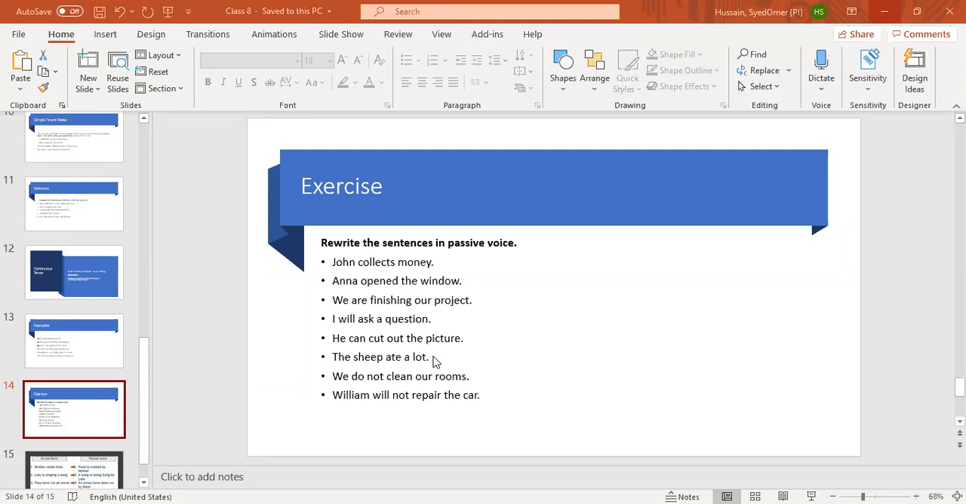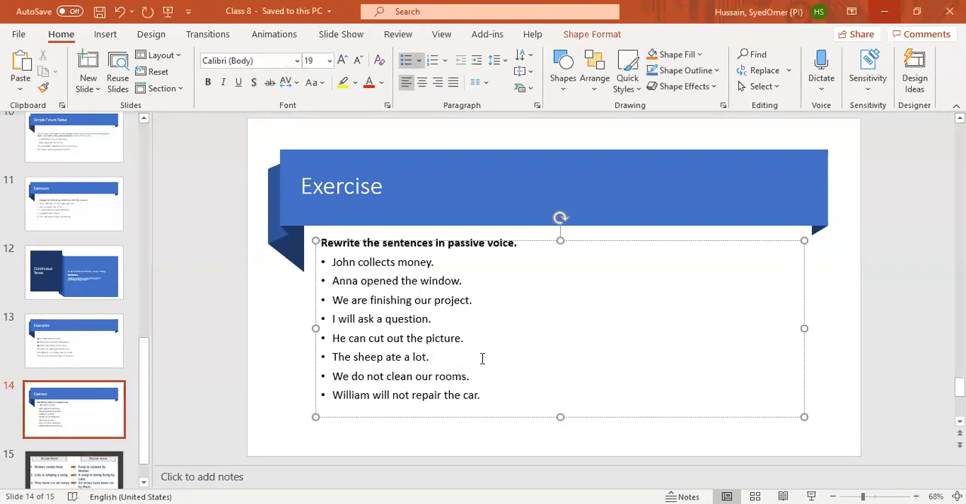Oh, beta, one sentence is missing. The sheep ate a lot of grass. Please. Yes. No, it's grass. Okay. A lot of grass was eaten by the sheep. Correct. A lot of grass was eaten by the sheep. Good.